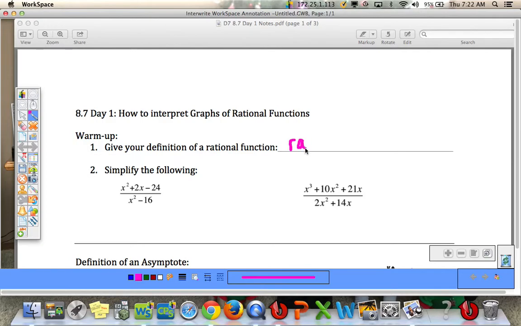A good definition, you could say it's the ratio of two polynomials.